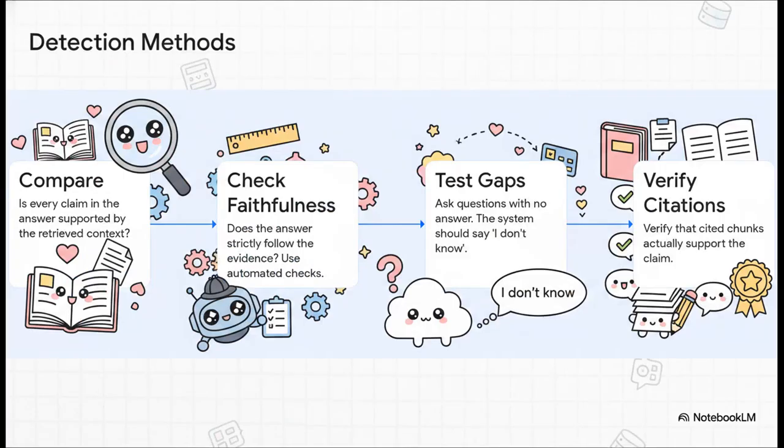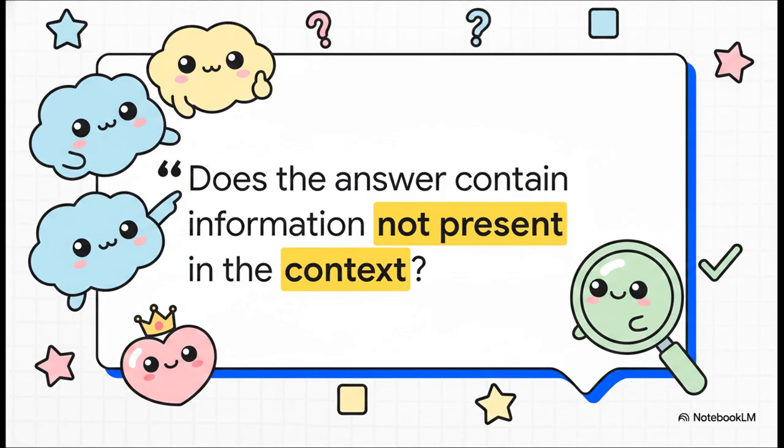The most important thing to get across in an interview is that finding these isn't just guesswork. It's a system. You can directly compare the final answer to the source documents. You can use other LLMs to check for faithfulness, and you can even try to trick it by asking questions you know it can't answer. And, of course, you have to check the citations. It's a multi-layered defense.